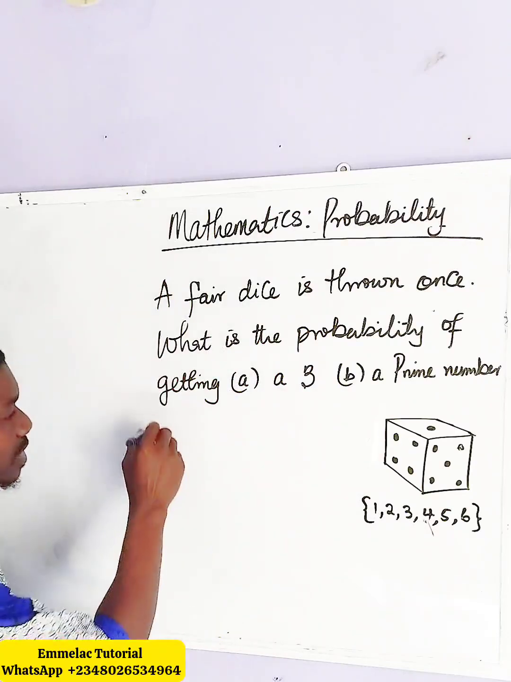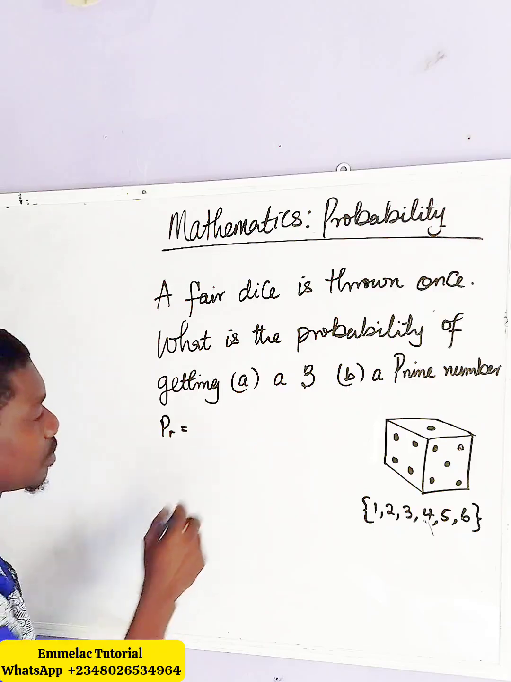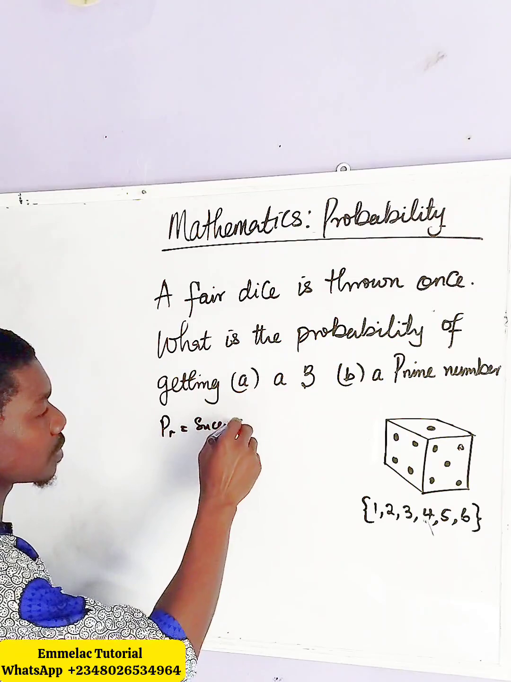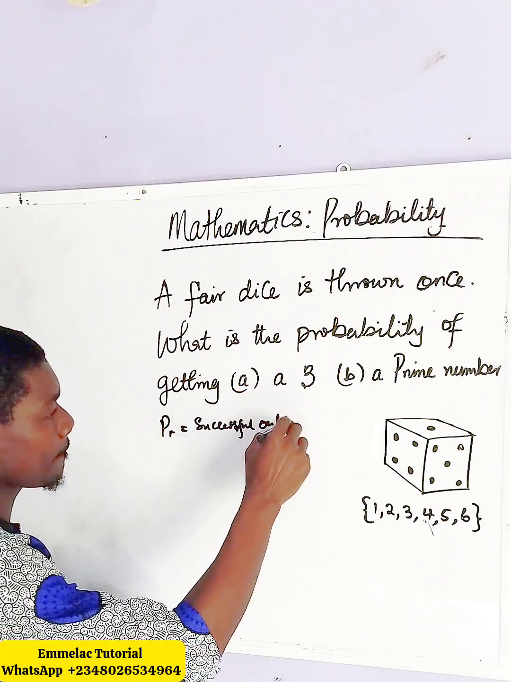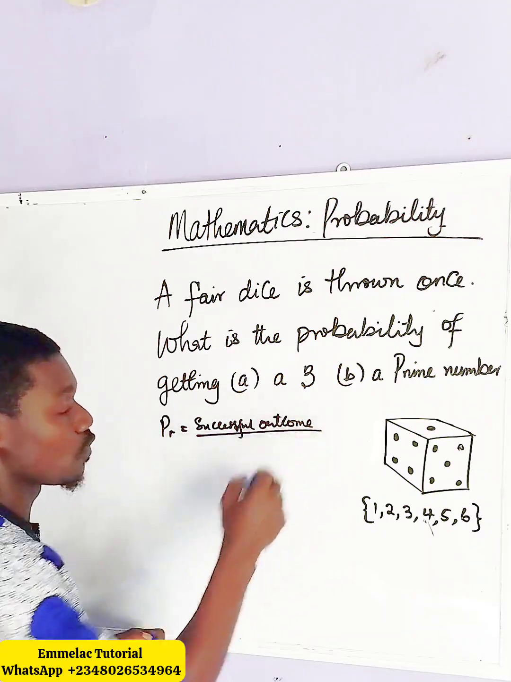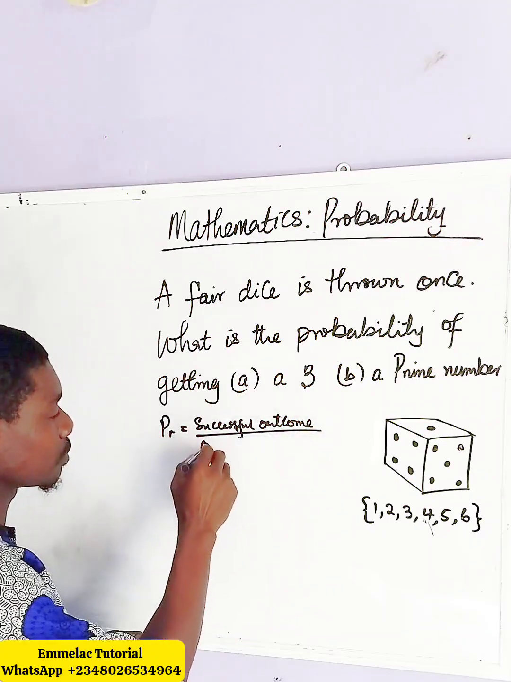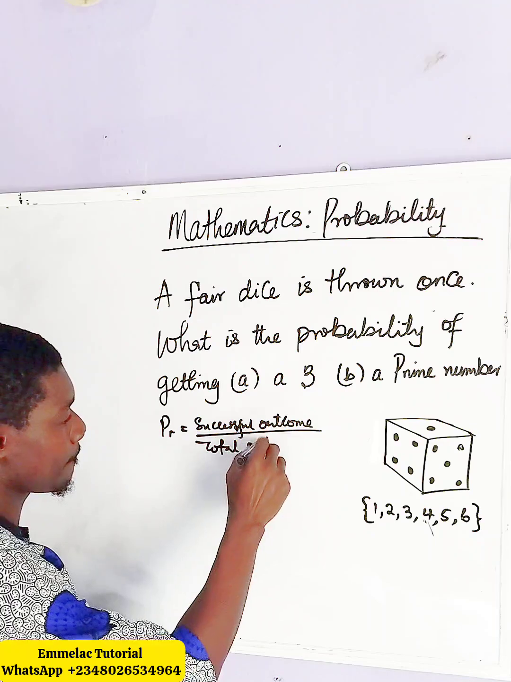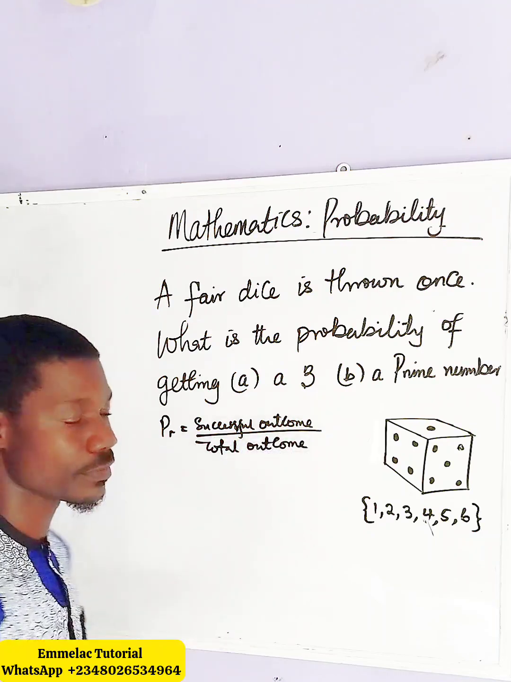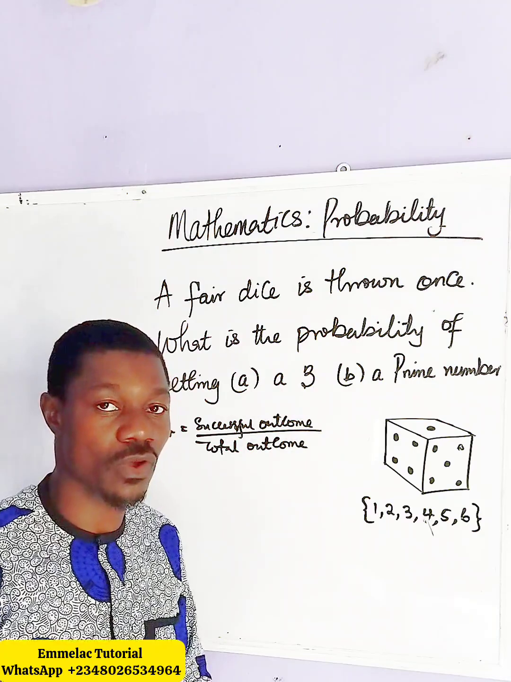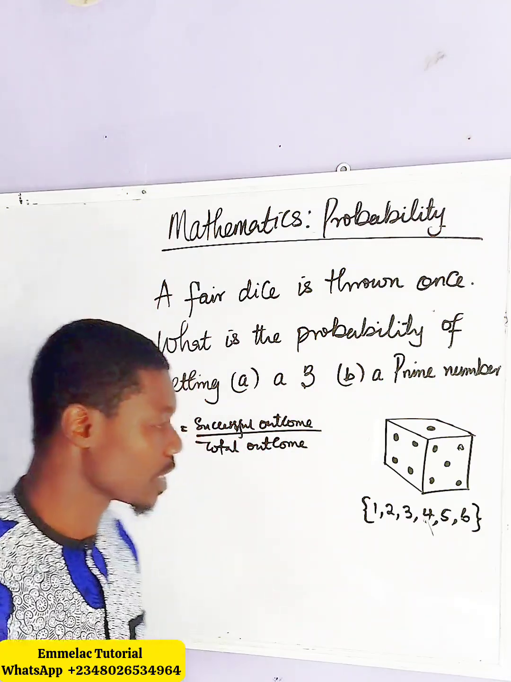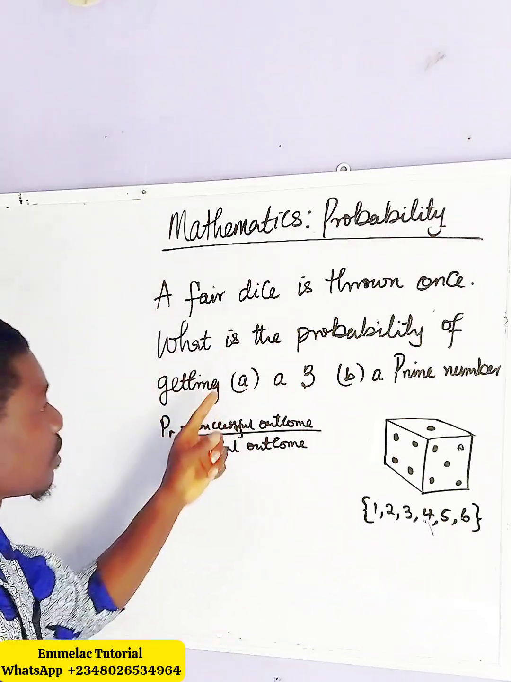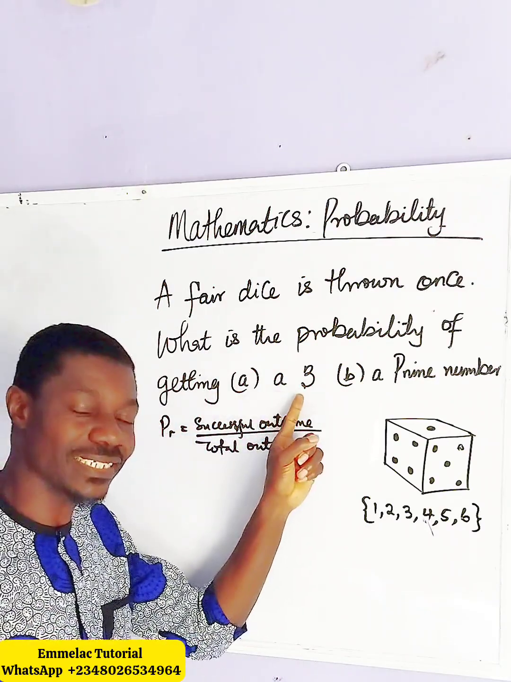Now probability has a formula, which says that probability is the number of successful outcomes, all over the number of total outcomes. So we need to look at the successful outcome and the total outcome. Here we know that this is the total outcome of any die. The successful outcome here is 3.